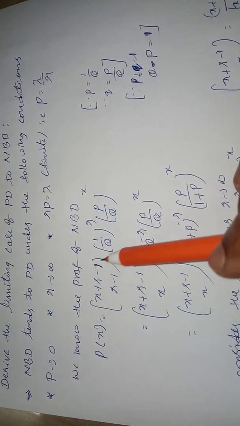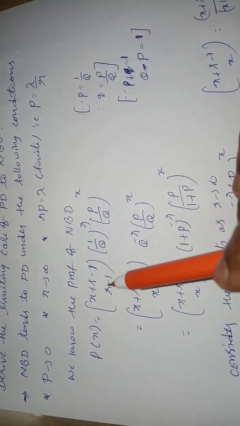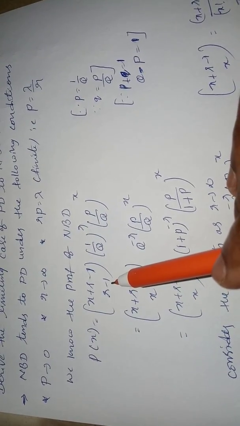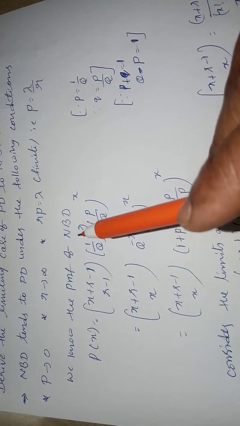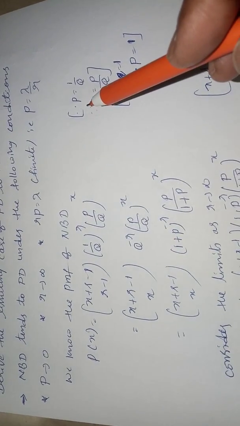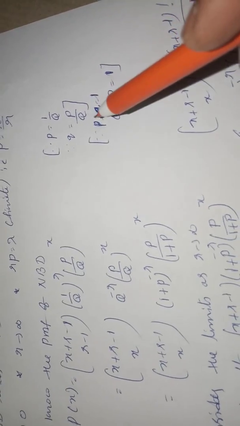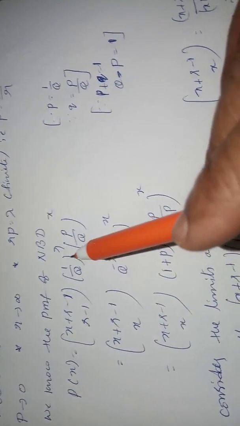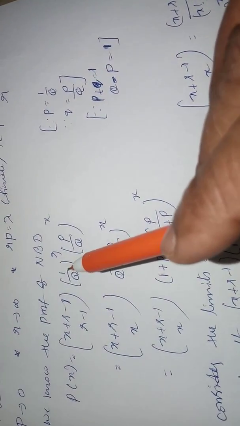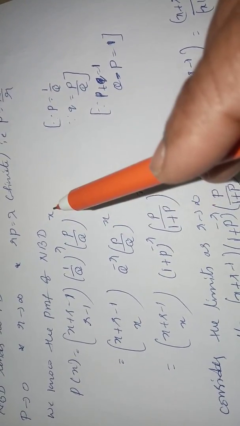and already you know that the probability mass function of the negative binomial distribution is p of x equals x plus r minus 1 c r minus 1, small p power r, q power x. But you know the relation small p equals 1 by Q, small q equals P by Q, so you are substituting here itself. So in the place of small p you are writing 1 by Q whole power r, in the place of q you are writing P by Q whole power x.